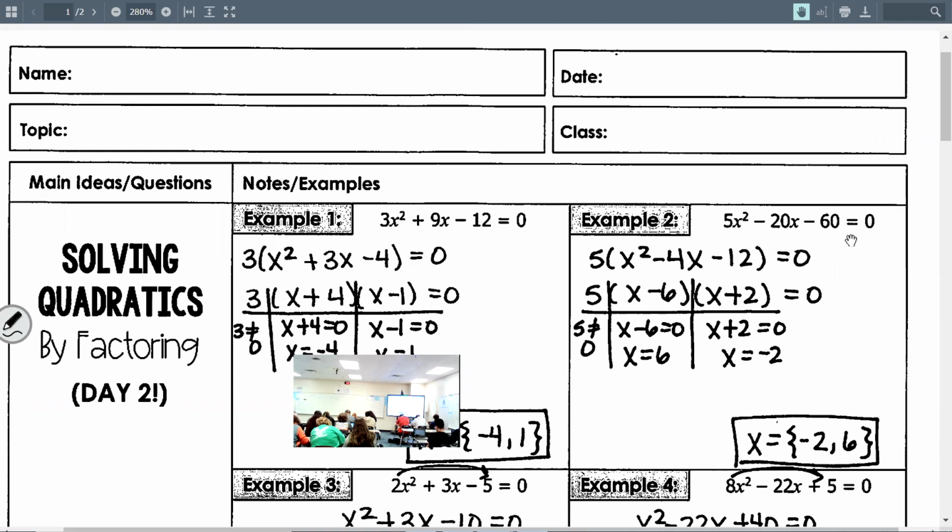So first thing you do, make sure it's set equal to 0, and it is. So step 1's already done. Step 2 is to factor the other side. Now that has its own set of steps. For that, you need to look for a GCF first.